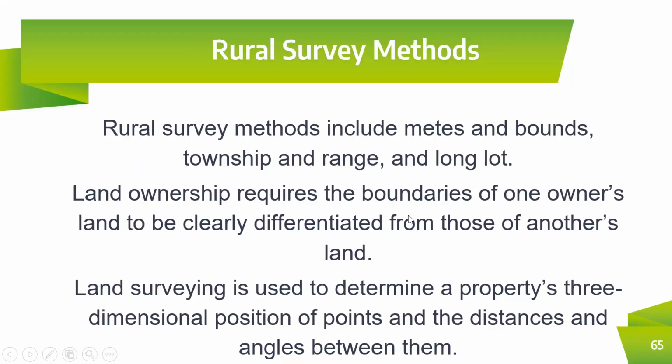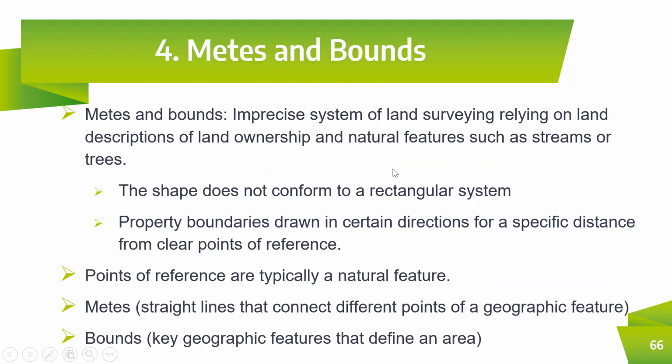Somewhat related to that, but of course different, are rural survey methods. Rural survey methods include metes and bounds, township and range, and long lot. Land ownership requires the boundaries of one owner's land to be clearly differentiated from those of another's land, and that's what rural survey methods try to do. They're used to determine a property's three-dimensional position of points and the distances and angles between them.